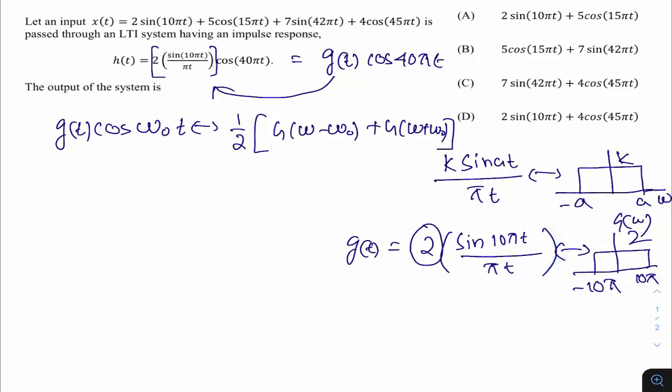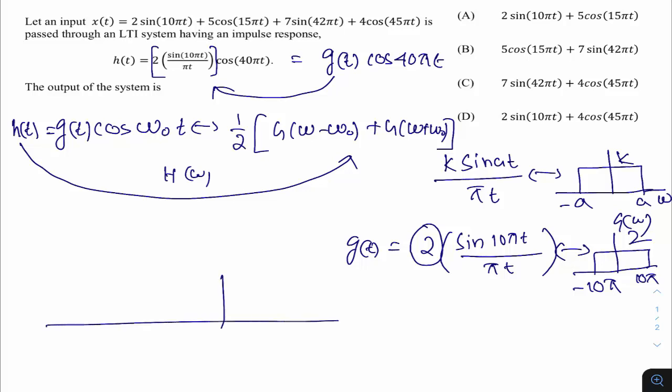So the given function, h of t, is nothing but g of t into cos of omega naught t. So I have expressed h of t in terms of g of t, so I can easily get its corresponding Fourier transform, that is h of omega, using this property. So h of t is equal to g of t into cos omega naught t. So what is h of omega? If this is h of t, then this is your h of omega. Let us try to plot this h of omega.